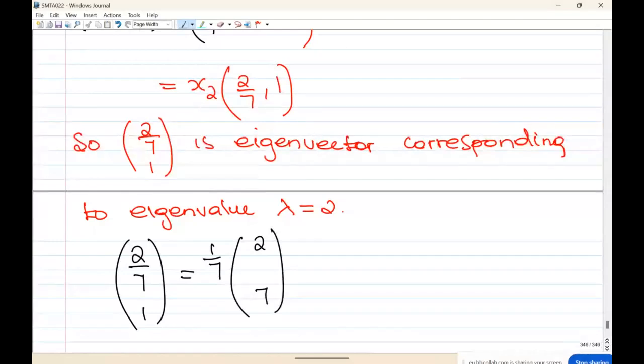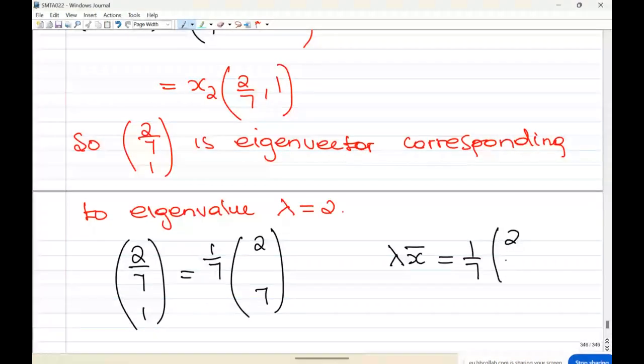So, what can you say about 2 over 7? What can you say about 2 and 7? Do you see that this 1 over 2 and 7, you can write as lambda multiplied by this variable x, where lambda is equal to 1 over 7, and the other part of 2 and 7 will be that variable x. Can I get yes from you? Yes.